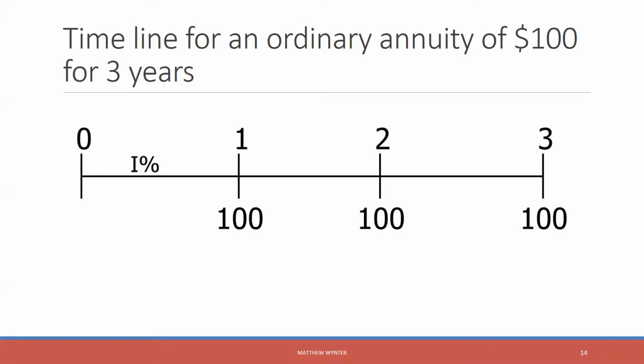So this is the timeline for an ordinary annuity. And we'll explain the difference between an ordinary annuity and a growing annuity a little bit later. But this is an ordinary annuity. So for the next 3 years, it's going to pay $100. And we also have some interest rate.